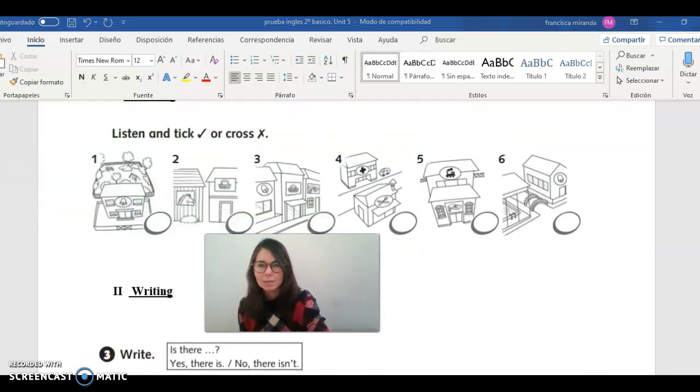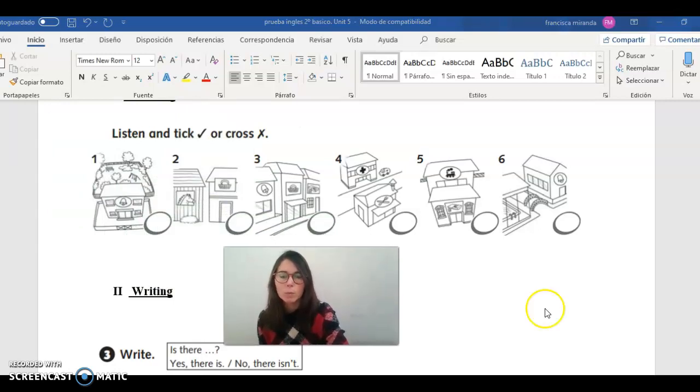Number 1 says, there is a school in front of a park. There is a school in front of a park. If it's true, si lo que ustedes ven en el número 1 es eso, you do a ticket. If what you're looking at is not a school in front of a park, you do a cross.